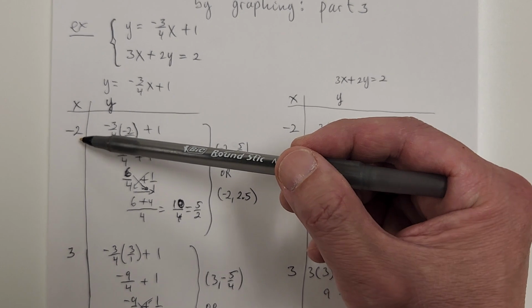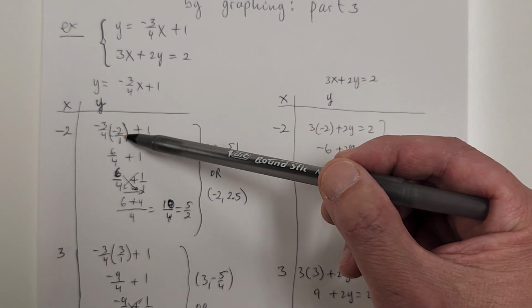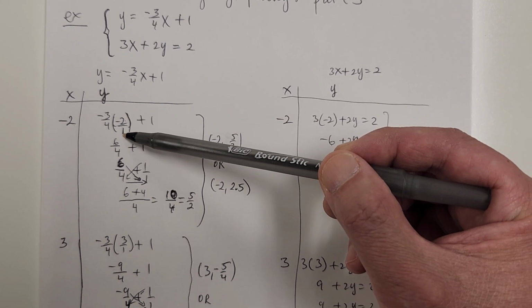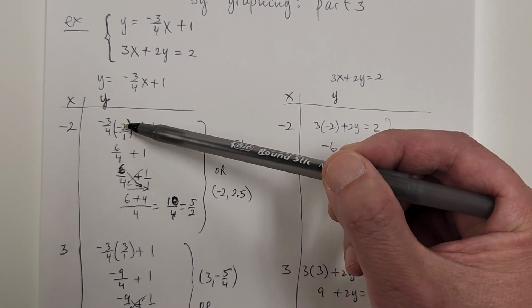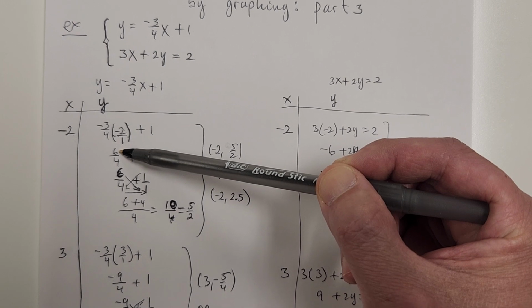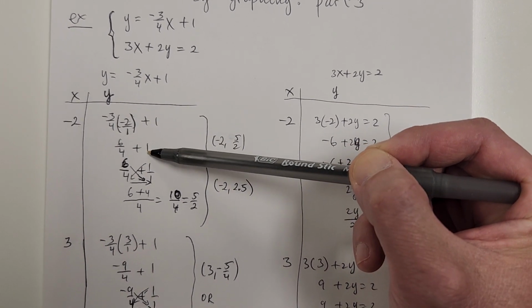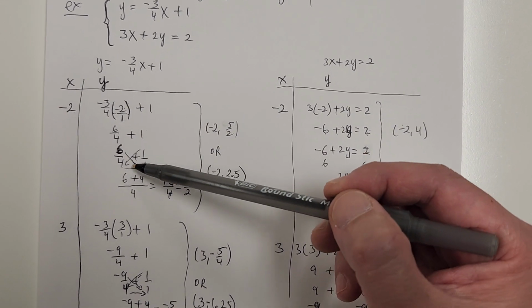I'm selecting -2, so put -2 in for x. This is my x right here. Put in the -2. So -3 times -2 gives me +6, and then 4 times 1 gives me 4. Bring down the +1.